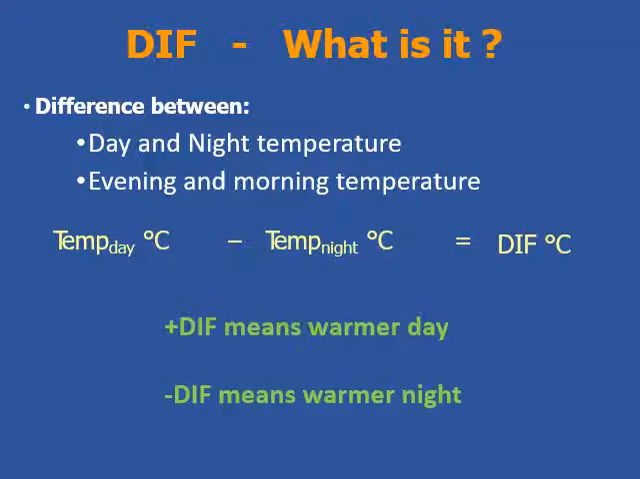So a positive DIF means a warmer day, and a negative DIF means a warmer night. In a positive DIF, your day is warm and your night is cold. In a negative DIF, your night is warm and your day is cold. If you're thinking about this, you might realize that a negative DIF would be difficult to accomplish at certain times of the year, like in the summer. So obviously there are some limitations about when you can achieve negative DIFs.